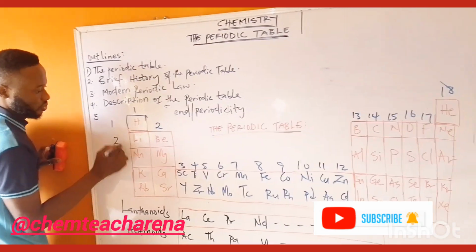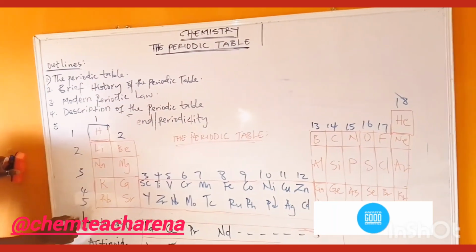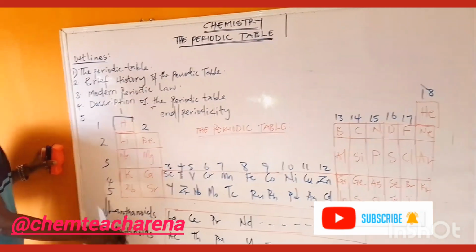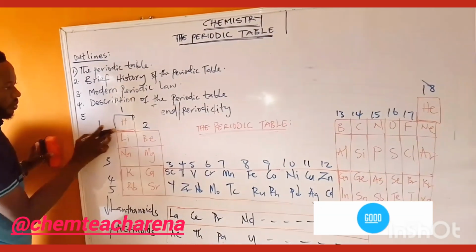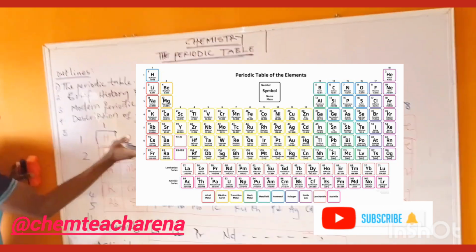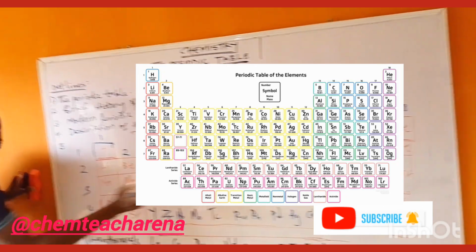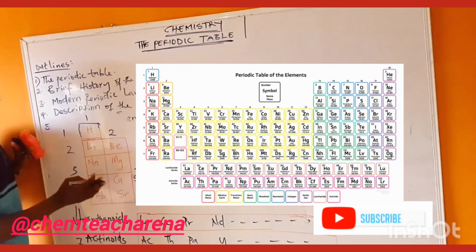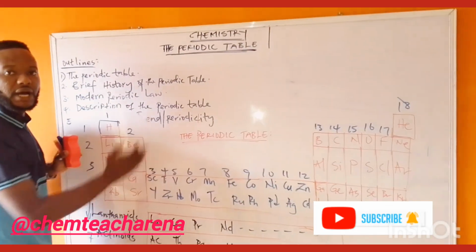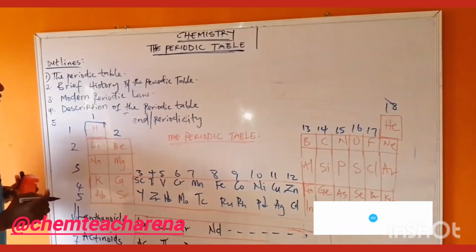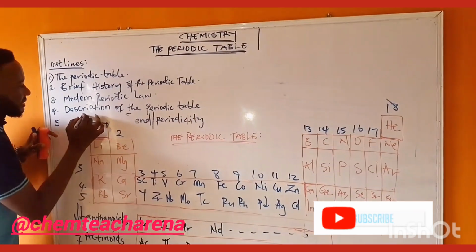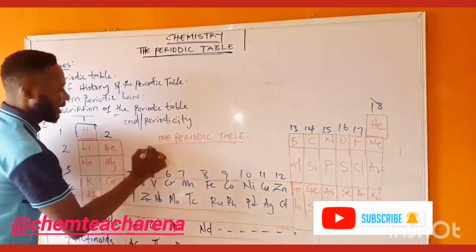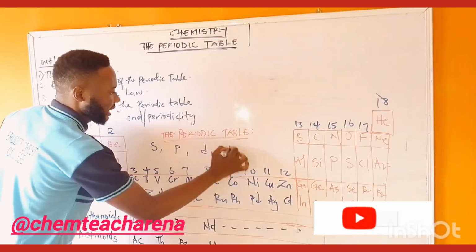Then this is 1, 2, 3, 4, 5. This one is up to 7. It's up to 7, but I did not complete it. So this is period 1, period 2, period 3, period 4, period 5. These are period. The horizontal rows, they are the period. While the vertical are the what? Are the group. Having said that, the periodic table is also classified into S, P, D, and what?